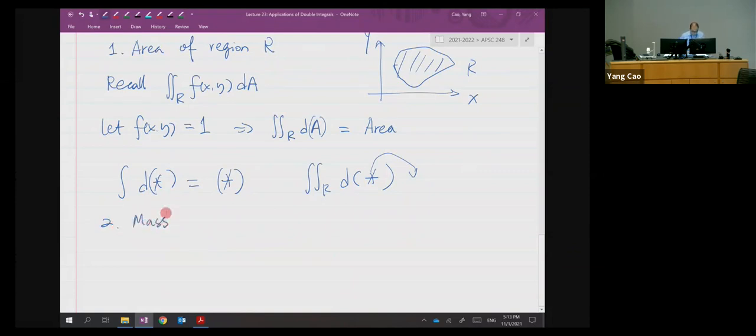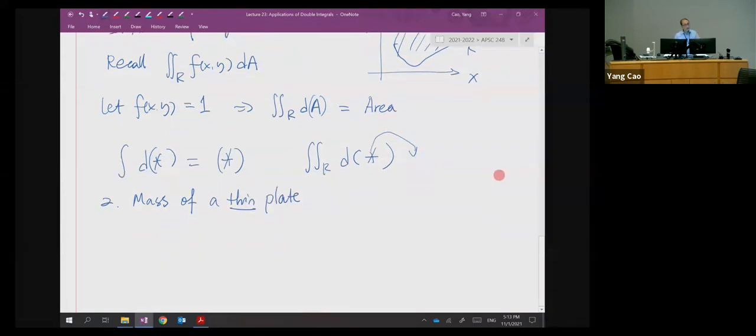Second application is also very straightforward, to calculate the mass of a thin plate. Notice the keywords here, the thin plate. Thin plate basically means we will neglect the thickness of the plate. If it's thin enough, right? So we don't consider the thickness. If you don't consider thickness, then the plate can be literally considered as a certain area, right? So in this case, the formulation will be, let's say you have a thin plate represented by a certain region R.